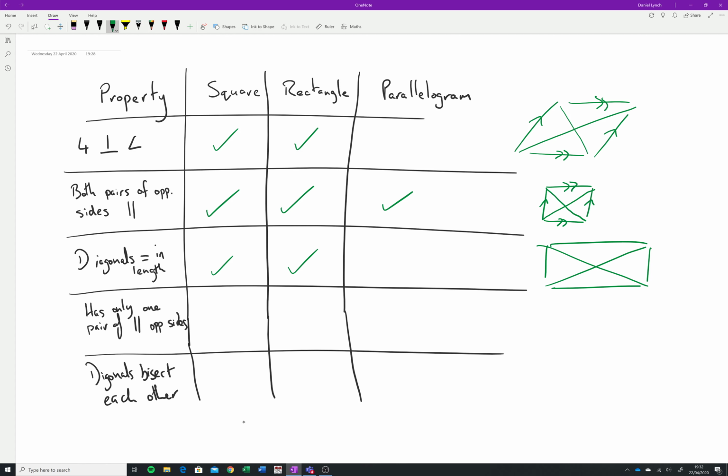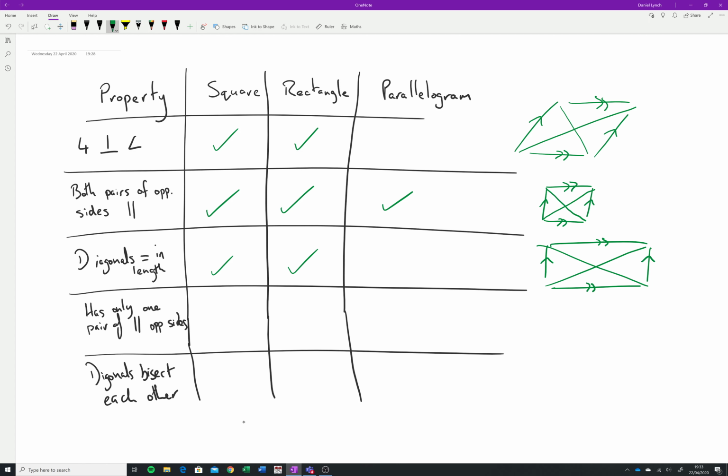The other one has only one pair of parallel opposite sides. So does a rectangle have one pair of opposite sides? No, it has 2. So that's not true for that one. This one is parallel to that one, but it also has a second one. That's also true for a square. It's got 2 pairs of parallel opposite sides, and same is true for a parallelogram. There are 2 pairs of them as opposed to just one pair, so actually none of them fit that one there.